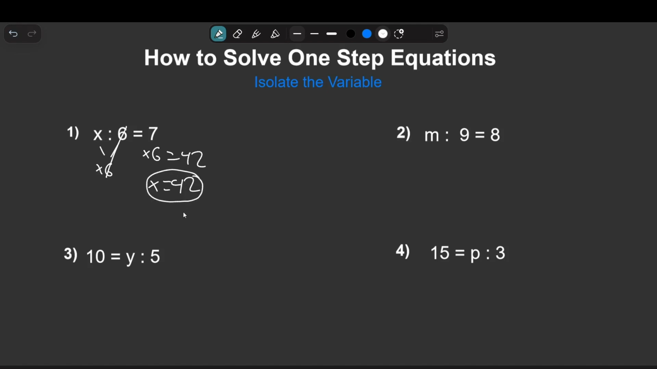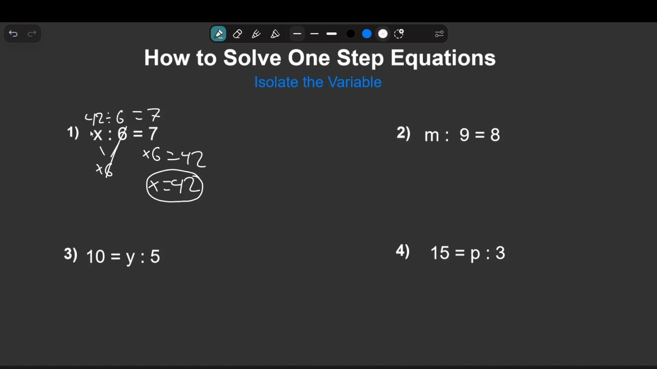Now we can always check this by plugging this in. So instead of the x, we have 42 now. 42 divided by 6 equals 7. So 42 is our correct final answer.